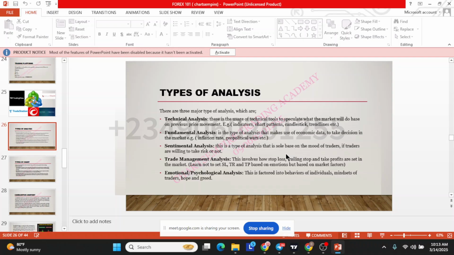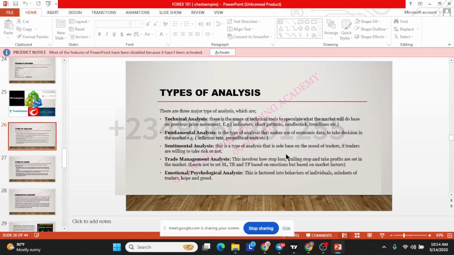In the case of technical analysis, I said it is the usage of technical tools to speculate or forecast what the market will do based on previous price movement, based on how price has reacted before, based on what price has done previously. Then you use that to forecast what price is going to do next. And I said we have a series of technical analytical tools that you can use, which are indicators, chart patterns, candlesticks, trend lines, etc.